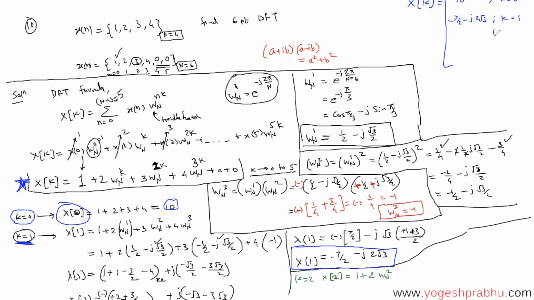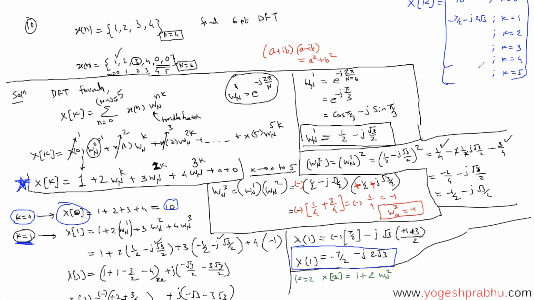Now we want to find the value for k equal to 2. Then we'll do for k equal to 3. Then we'll do for k equal to 4. And then we'll do for k equal to 5. Okay. And that's how your x of k is going to be.